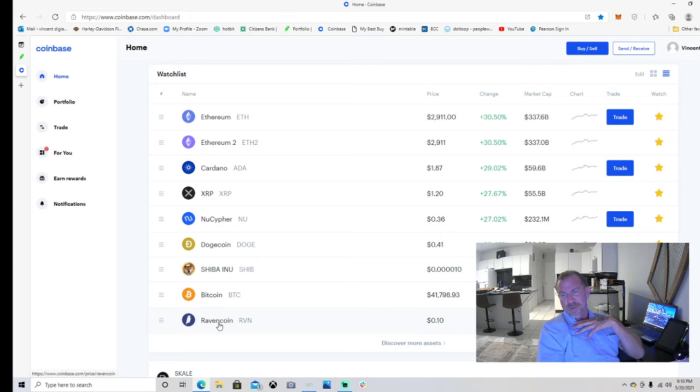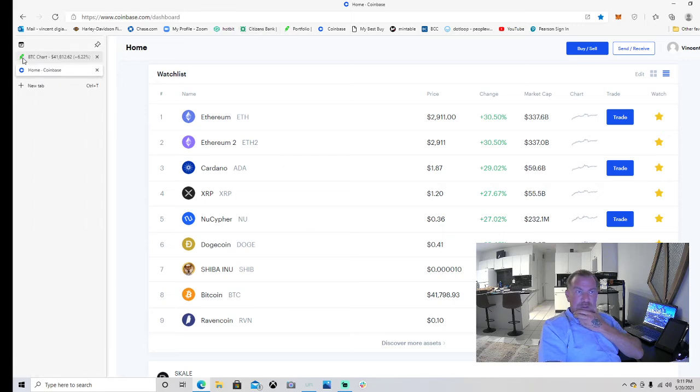Ravencoin is the coin that I mine. It's very, very low. It's only worth 10 cents a coin right now. I'm probably losing money on that, but it's fun to watch my computer systems actually generate cryptocurrencies, and who knows what's going to happen in the future. I just let that run in the background. So that's where I'm at. The market looks good.